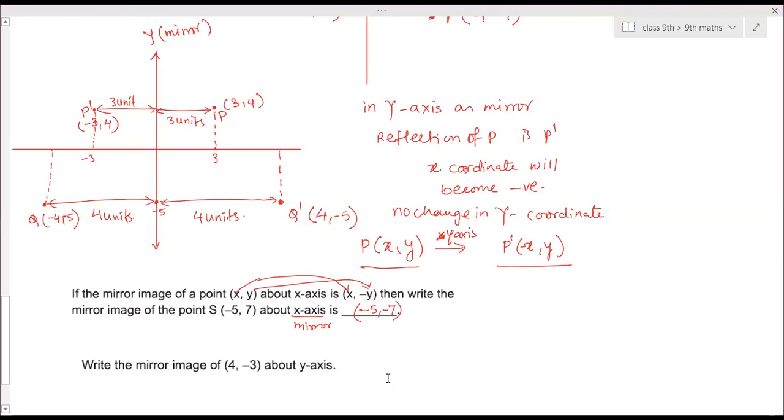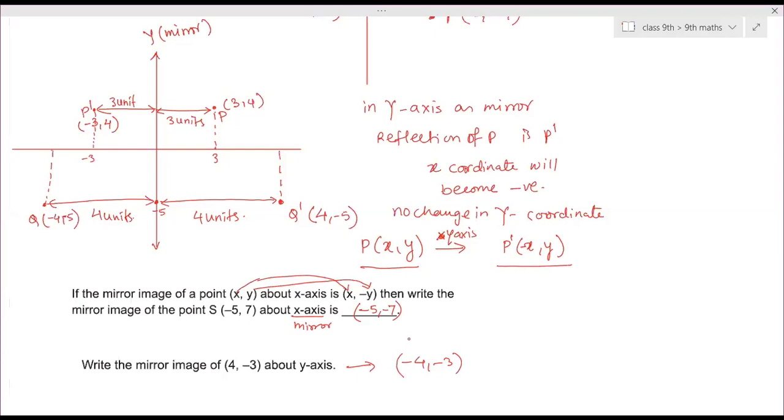Write the mirror image of (4, -3) about the y-axis. What's the answer? Ma'am, (-4, -3). Yes, right. Minus 4 and minus 3. About the y-axis, the y coordinate won't change. The x coordinate becomes negative. So the x coordinate is 4, it will become negative, that is minus 4. And the y coordinate will remain the same, minus 3.